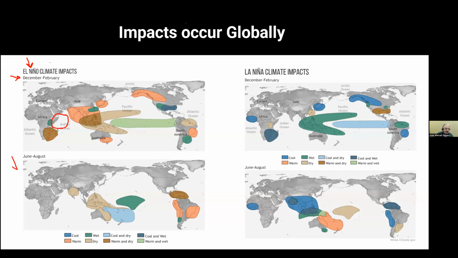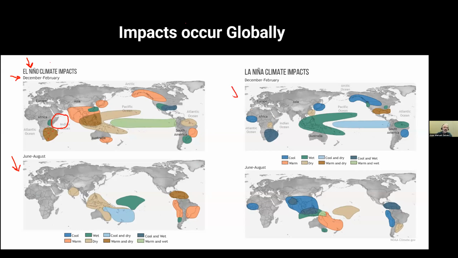But look at June to August. In June to August, the impacts are not significant in Africa. So seasonality of the impacts matters. You're not going to get the same impact during the entire year. They're going to change.